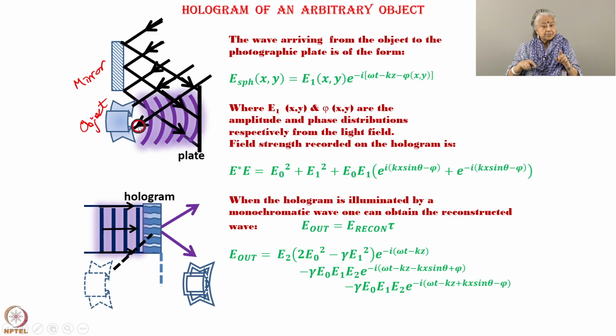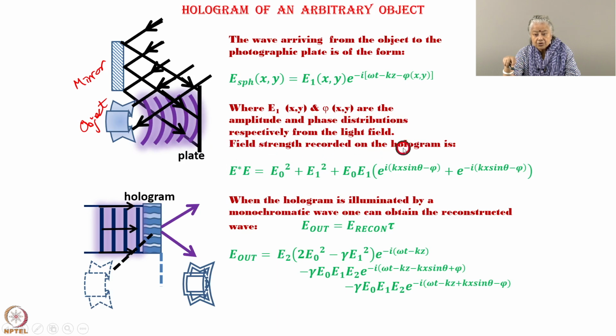the signal beam is also originating from that same light, but the secondary waves are formed here, and then I carry out this recording on the plate here. So, here I have written where E1 xy and phi xy are the amplitude and phase distributions, which you can understand, respectively, from the light field.